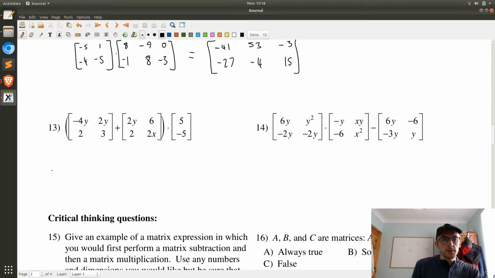Now here, what do we do? We're going to get a 2 by 2 matrix when we do the addition. And then we have to multiply it by a 2 by 1 matrix. So we're going to get a 2 by 1 as a result. Let's just do the 2 by 2 addition.